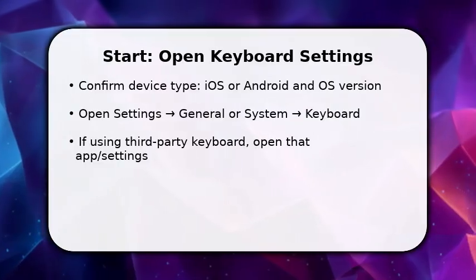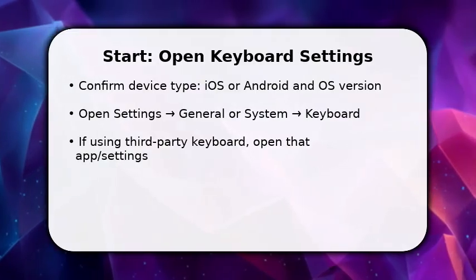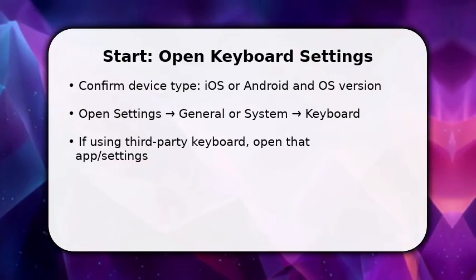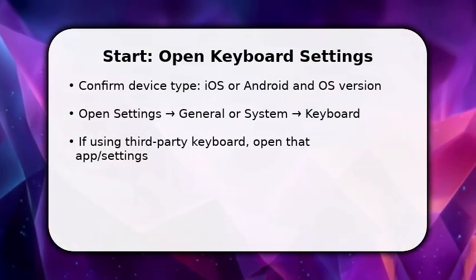You begin by confirming your device and keyboard type, because menus differ. Open Settings, then General or System, and tap Keyboard. Once done, select the keyboard you actually use.